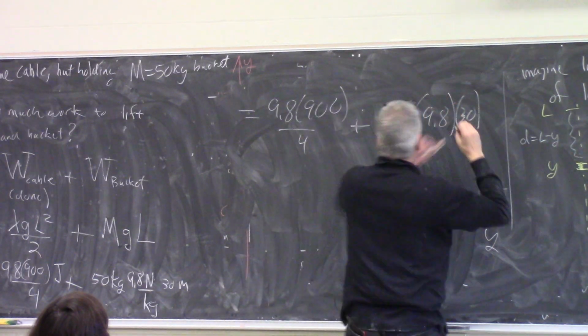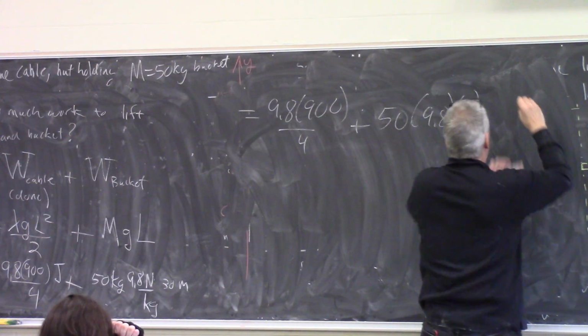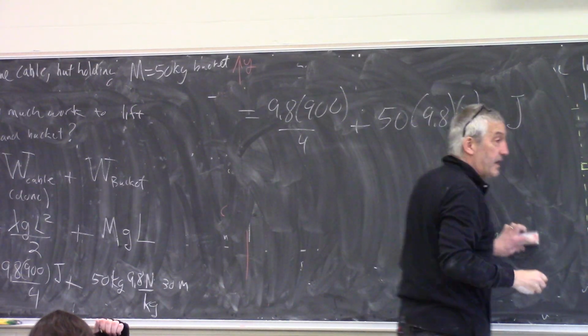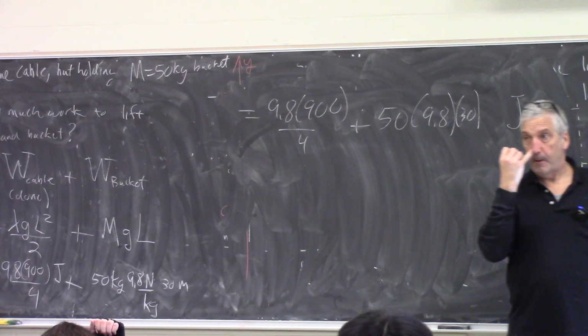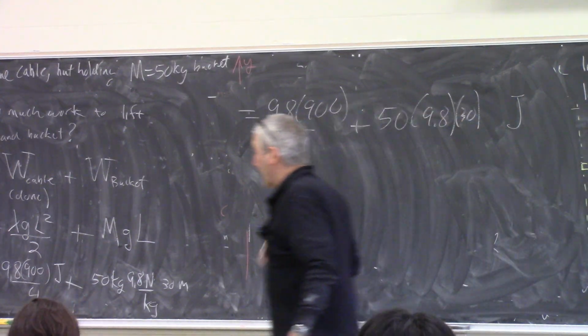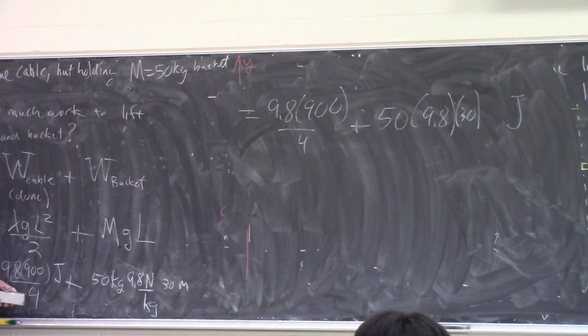So that whole thing is the number of joules. Again, if you want a decimal, here's the point where you get your calculator out. You don't use the calculator before. And again, I wouldn't even put numbers in till the very end.